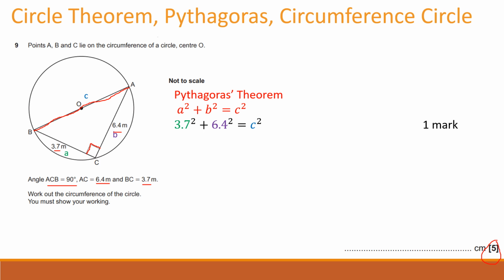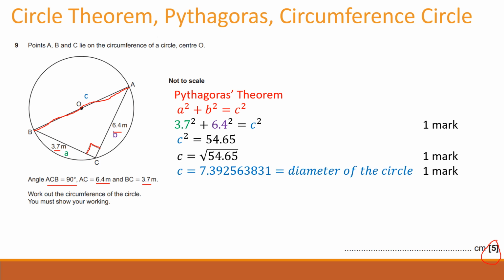Now, if I put those values into the formula, I get 3.7 squared plus 6.4 squared equals c squared. That gives me 1 mark. If I rearrange that to find c, which is the diameter of the circle, so working out the value of 3.7 squared plus 6.4 squared on your calculator, and square rooting that answer gives me my 2nd mark. My 3rd mark comes for the answer of the square root, which is 7.392563831. That is the diameter of the circle.